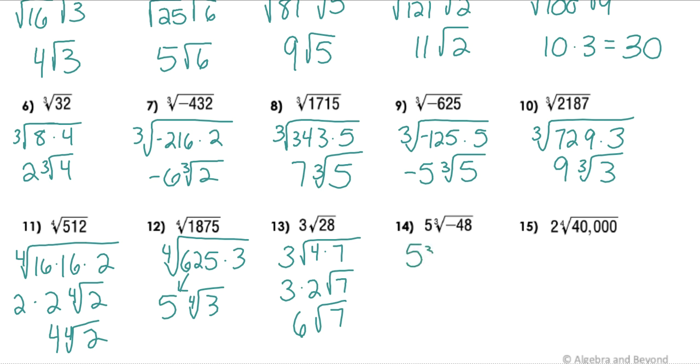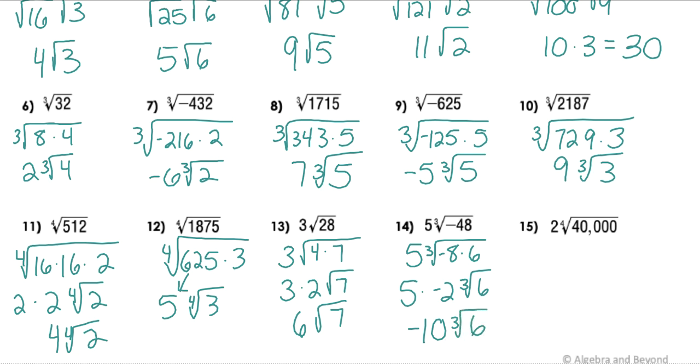For this one, I have the cube root. 48 would be negative 8 times 6. So this would be 5 times negative 2 times the cube root of 6. So that'd be negative 10 cube root of 6.